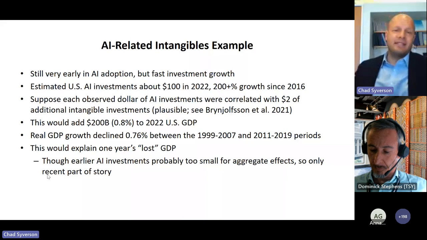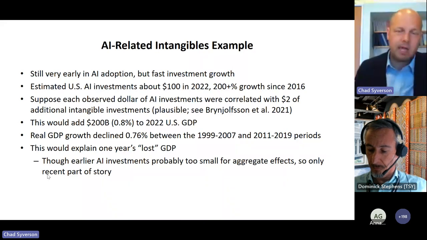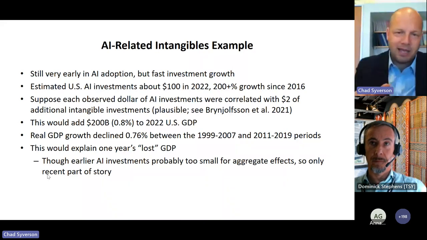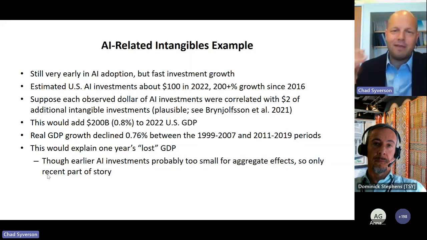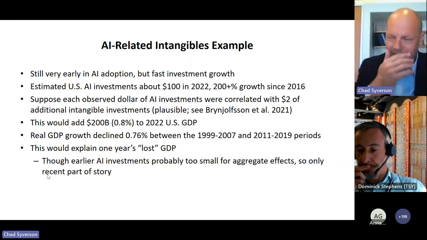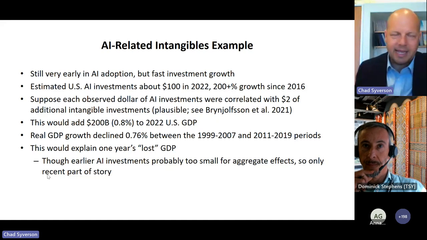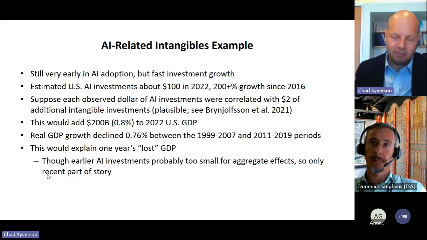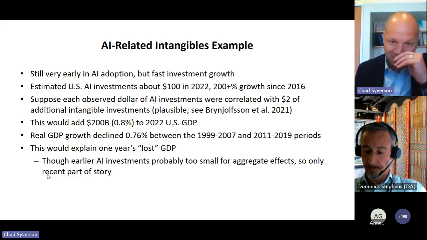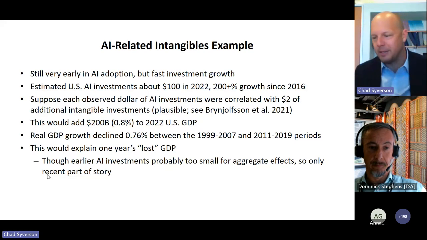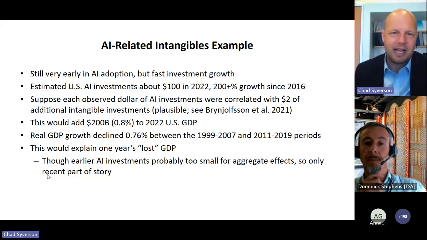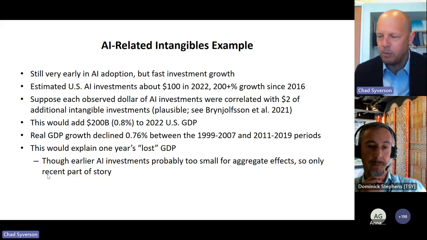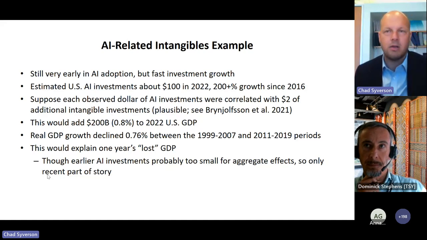Now, do I think that is what's caused the productivity slowdown? No. If you do this back of the envelope calculation, even just 5 years ago, AI investments were too small to have any aggregate effect. And we actually run through some calculations in the paper that also suggest other general purpose technologies weren't responsible for the productivity slowdown. So we don't think that's a measurement issue.